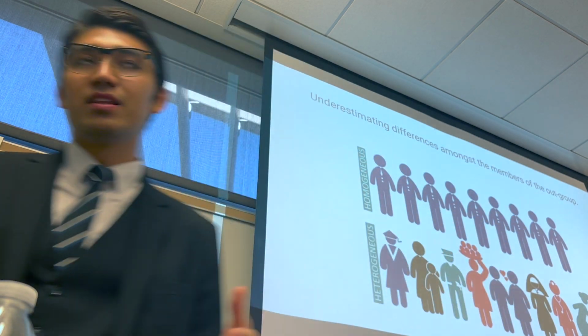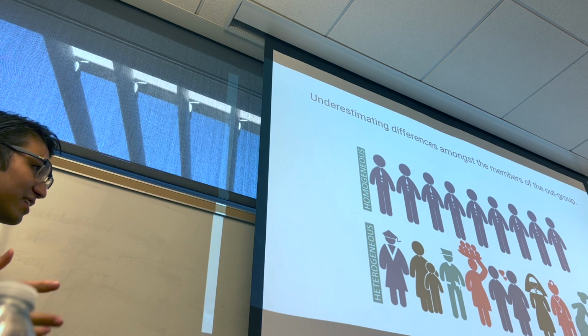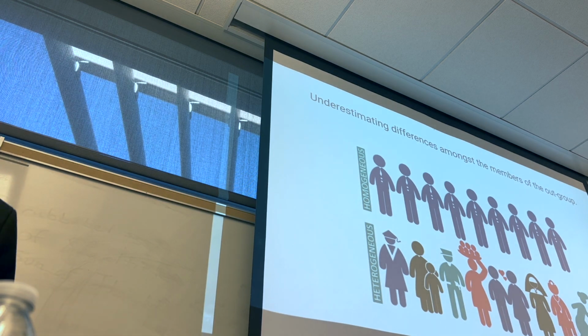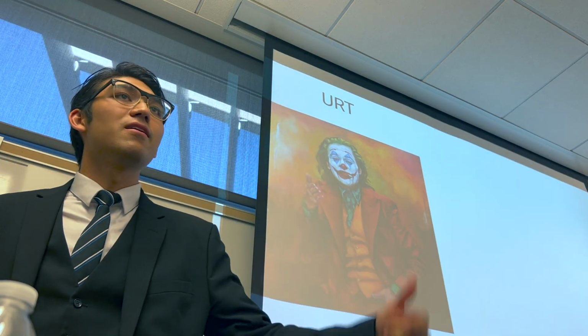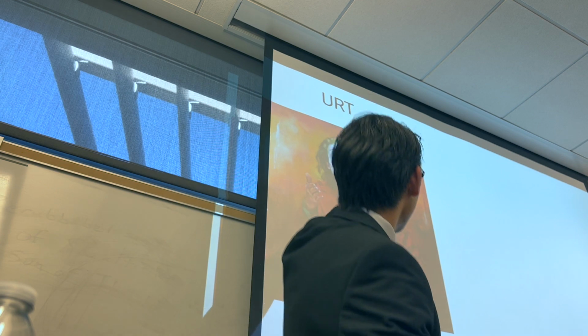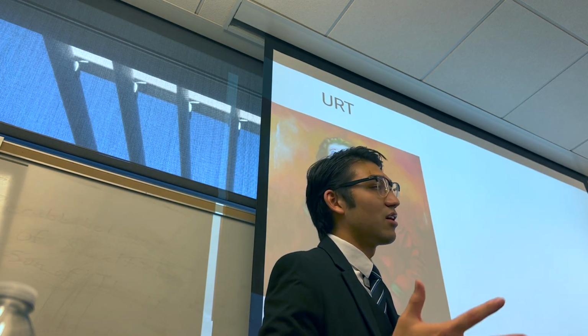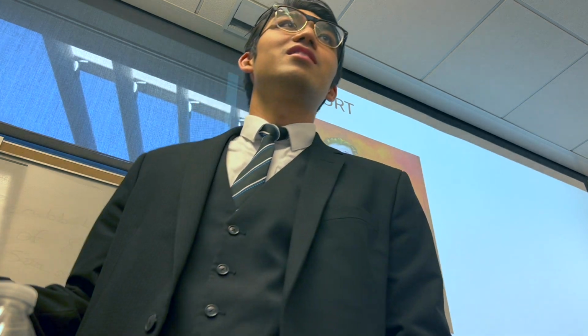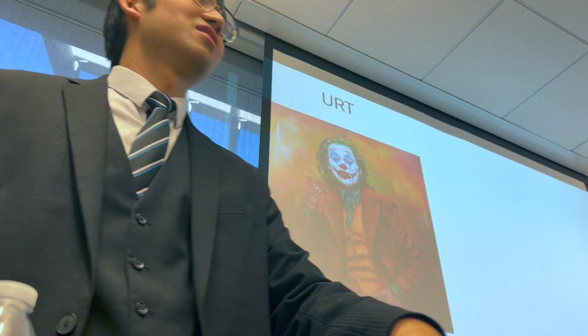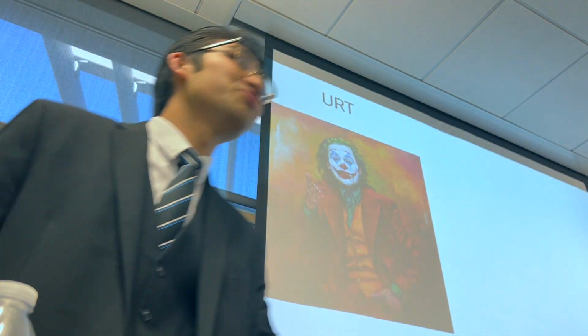And so now I'm going to take outgroup homogeneity and I'm going to take uncertainty reduction, and I'm going to pair those two together to answer our question here. So uncertainty reduction theory, right? The Joker stereotype is somebody who's bad. Imagine we don't know a lot about somebody. That's the context. According to uncertainty reduction theory, if we don't know a lot about somebody, does that increase or decrease liking? Yes, it decreases liking.